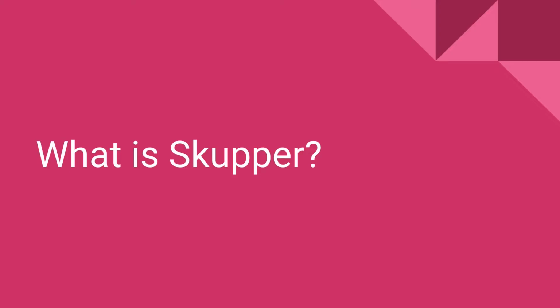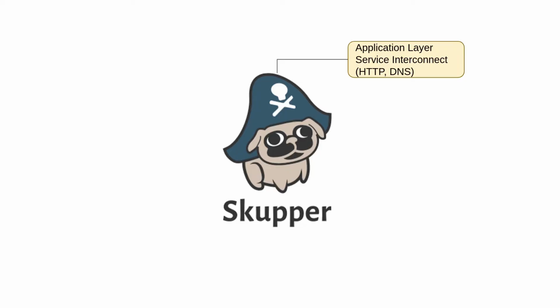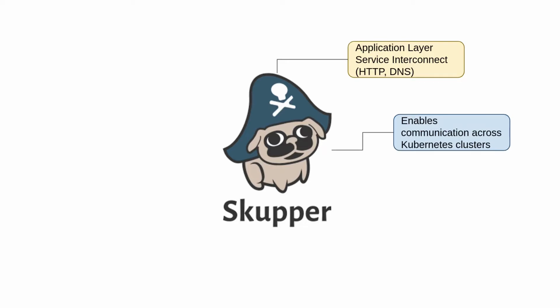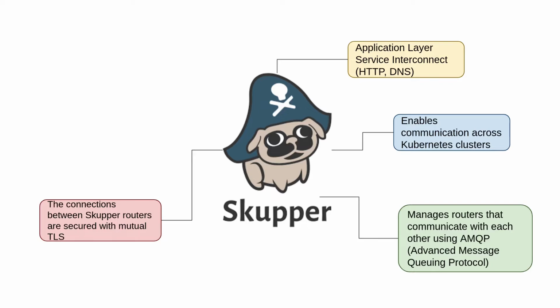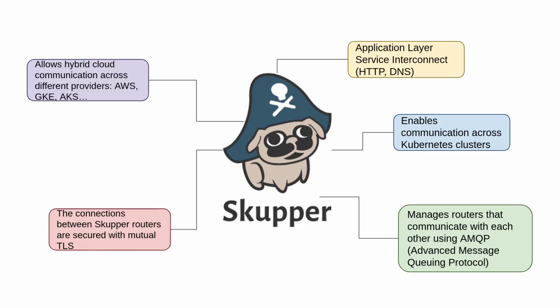So, what is Skupper? Skupper is an application layer service in TechConnect. It enables communication across Kubernetes clusters, manages routers that communicate with each other using AMQP, and the connections between the Skupper routers are secured with mutual TLS. This allows hybrid cloud communication across different cloud providers: AWS, Google Cloud, or Azure.